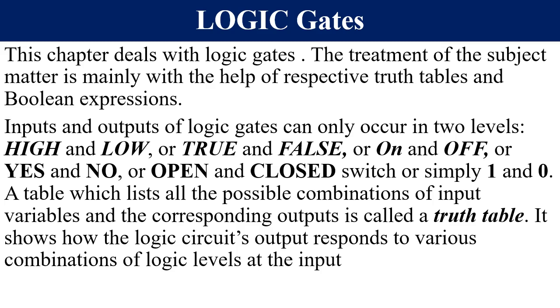Then we also have a table which lists all the possible combinations of inputs and the corresponding outputs, and we call it a truth table. What does a truth table show? It shows the logic circuit output that corresponds to some combination of levels at the input of that particular logic gate.